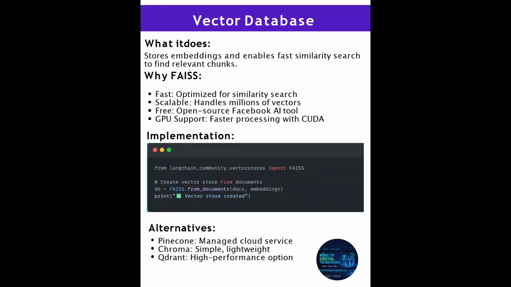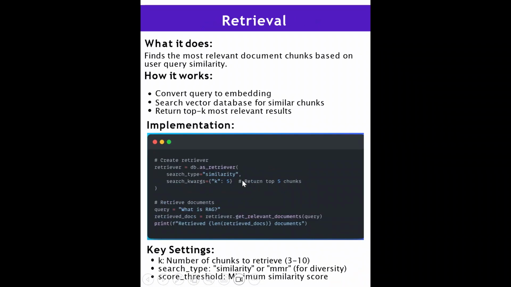Vector database. What does it do? It stores embeddings and enables fast similarity search to find relevant chunks. FAISS: fast, optimized for similarity search. Scalable, handles millions of vectors. Free, open source, from Facebook AI. Open source.